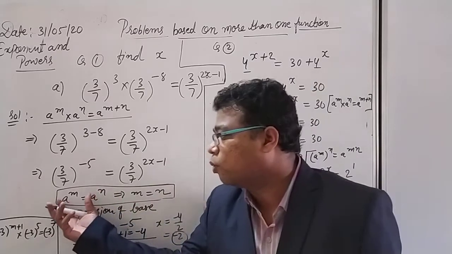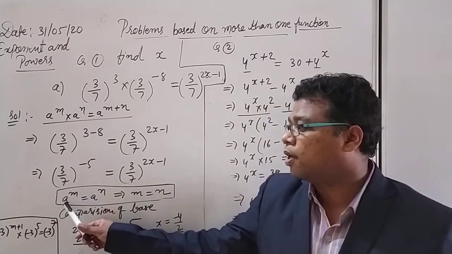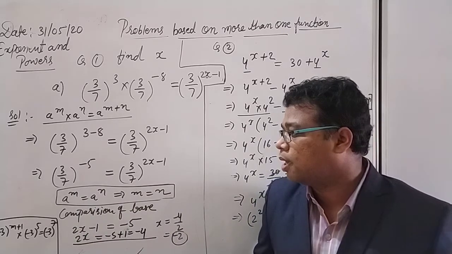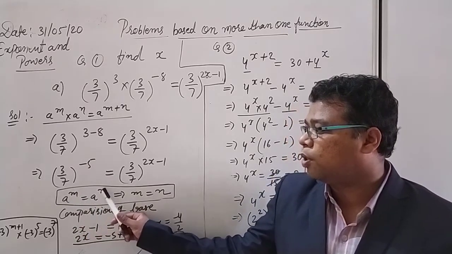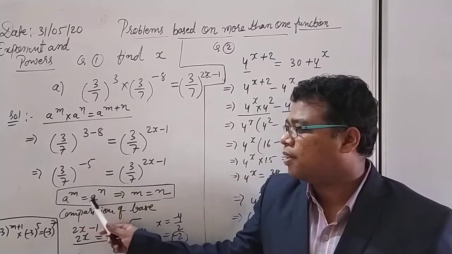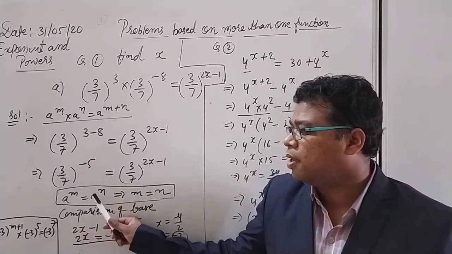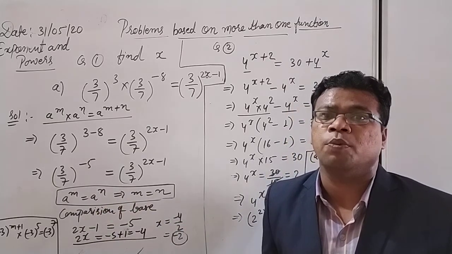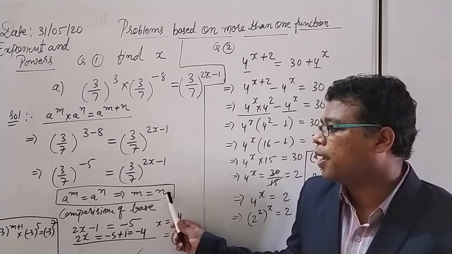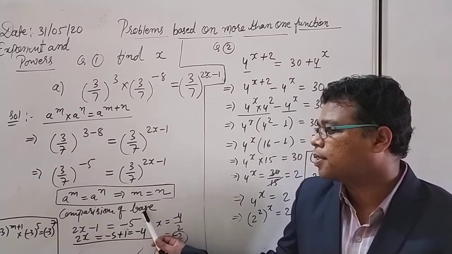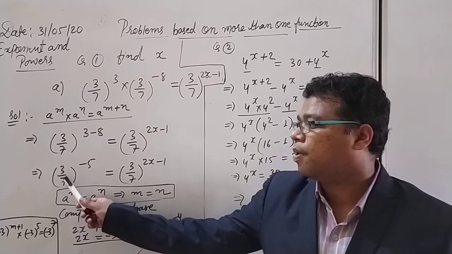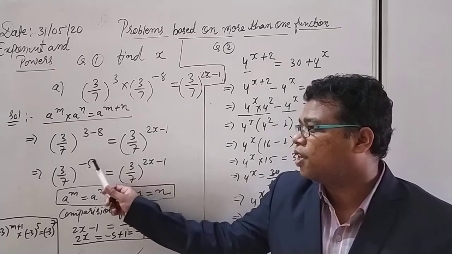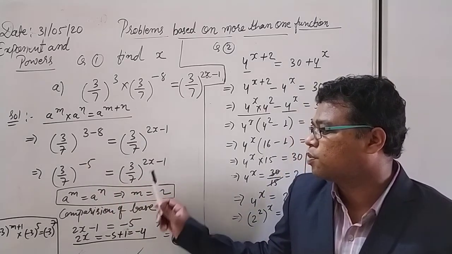Now I have told you one rule, the equational exponent law. If a^m = a^n, meaning that in the equation the bases are the same, then we can compare their exponents also. Their exponents should also be equal, so m should be equal to n. I have written here comparison of the base. Since the bases are the same, 3/7 and 3/7 on both sides, I can directly equate: minus 5 should be equal to 2x minus 1.